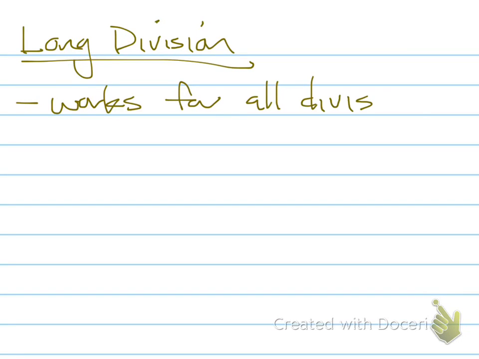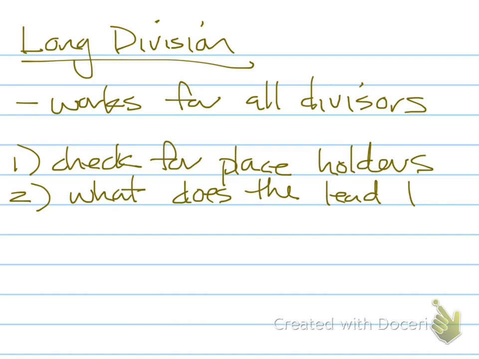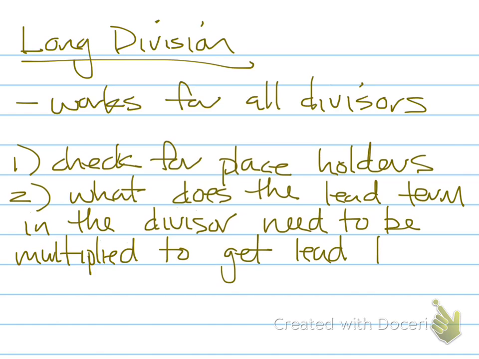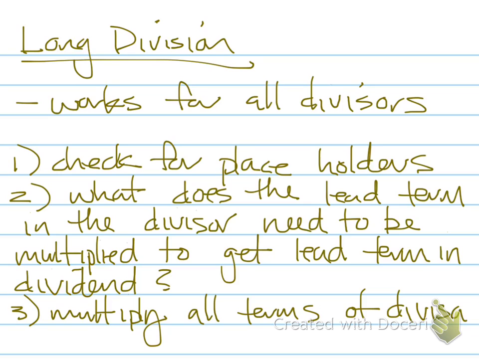So we're going to be looking at two methods, the first of which is going to be long division, which works for all divisors. So we're going to address this one first. Whenever you're doing long division, first thing you want to do is check for placeholders. See if all the terms are in the dividend and in the divisor. They should all be in descending exponential order. If you're missing one of the exponents, then you just need to add that term with 0 as the coefficient.